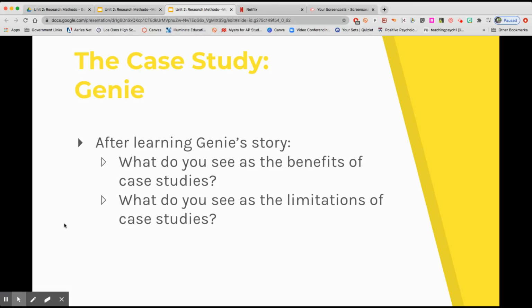Another benefit is case studies tend to be really powerful illustrators of a particular behavior or phenomenon. In this case, learning a lot about language that we might not know otherwise.